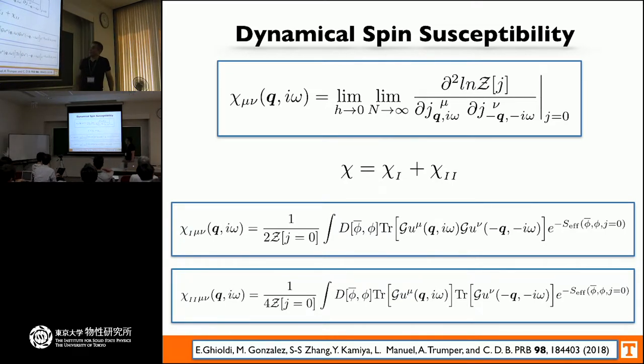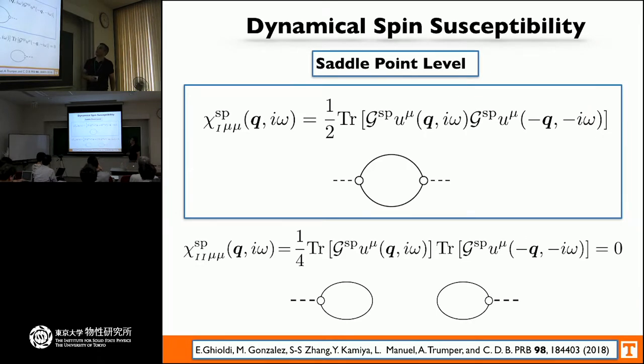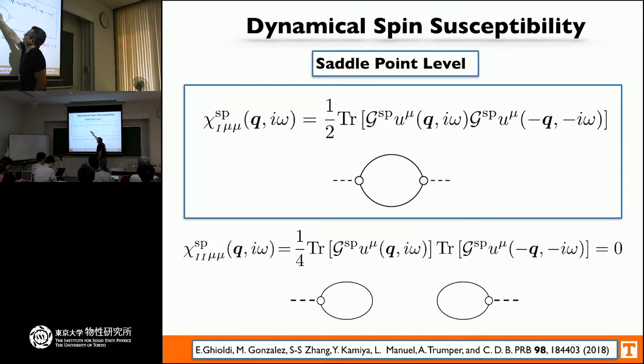And basically, at the saddle point level, this becomes a constant, right? It has to be evaluated at the saddle point values of the Hubbard-Stratonovich fields. So this integral disappears. And basically, what we get at the saddle point level is simply the trace, again, of the product of these four matrices. We have two Green's functions and two external vertices, right? And this diagrammatically can be represented in this way.